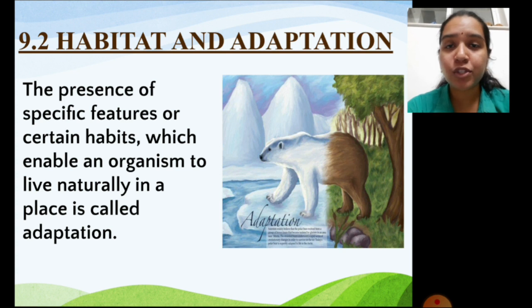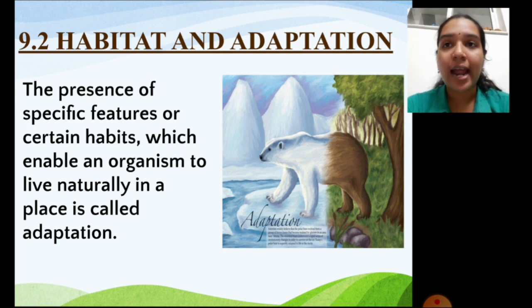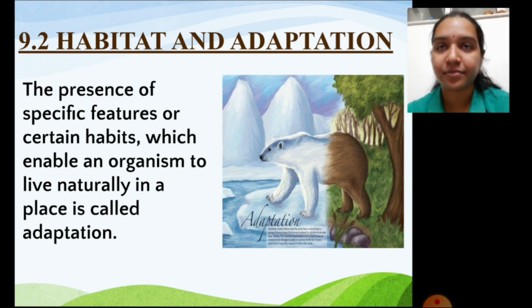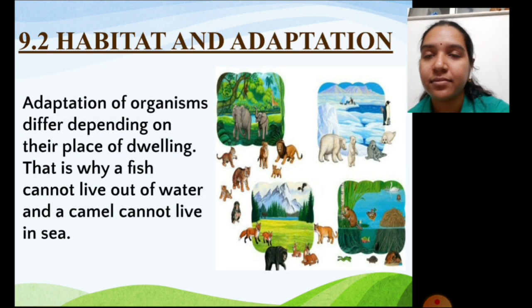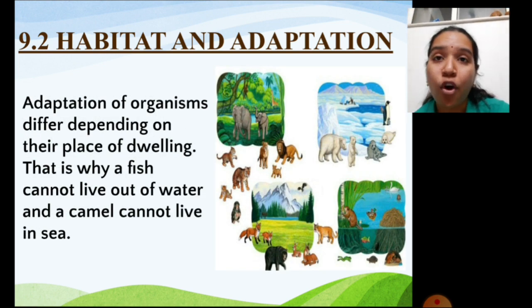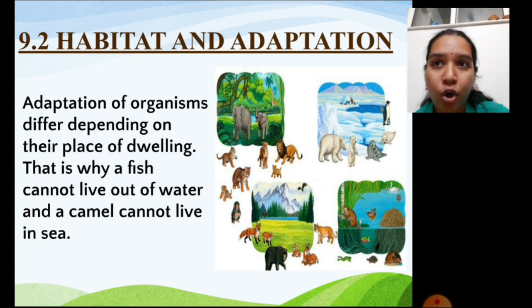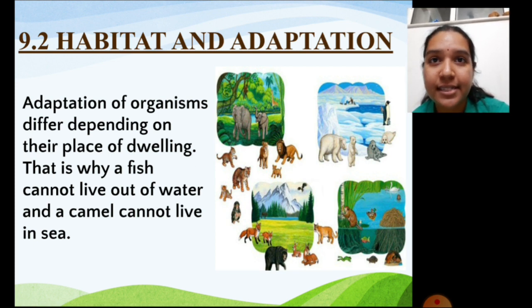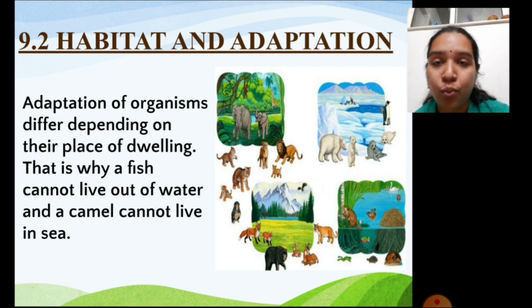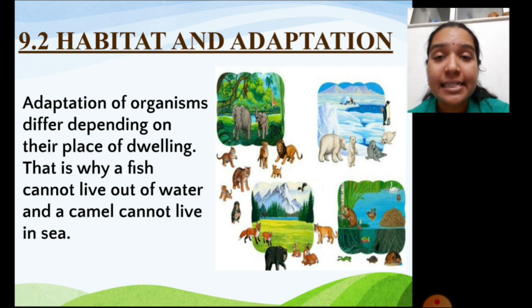And the presence of specific features or certain habits of an organism enables it to live naturally in a place, and this is called adaptation. Adaptations of an organism depend on the place and surroundings they live in. That is why a fish cannot live outside the water or a camel cannot live inside the water.